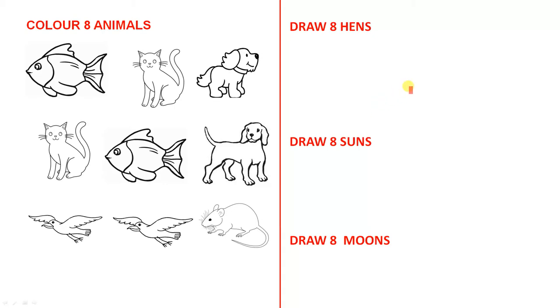And they also love drawing, as we know, and here's just an example where they can draw 8 objects, 8 hens, 8 suns, 8 moons. You can have any objects that you like here, it doesn't matter, as long as you give them plenty of opportunities to do that.